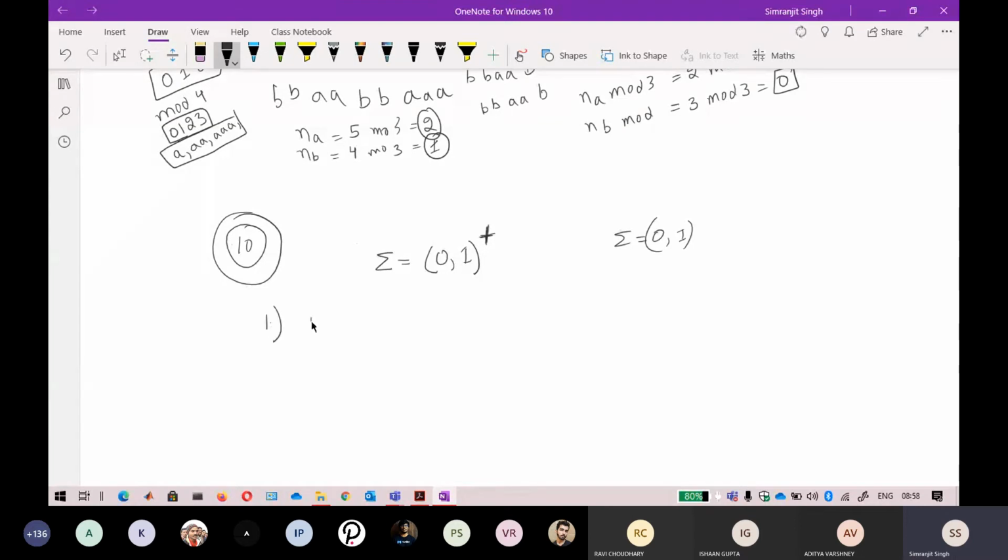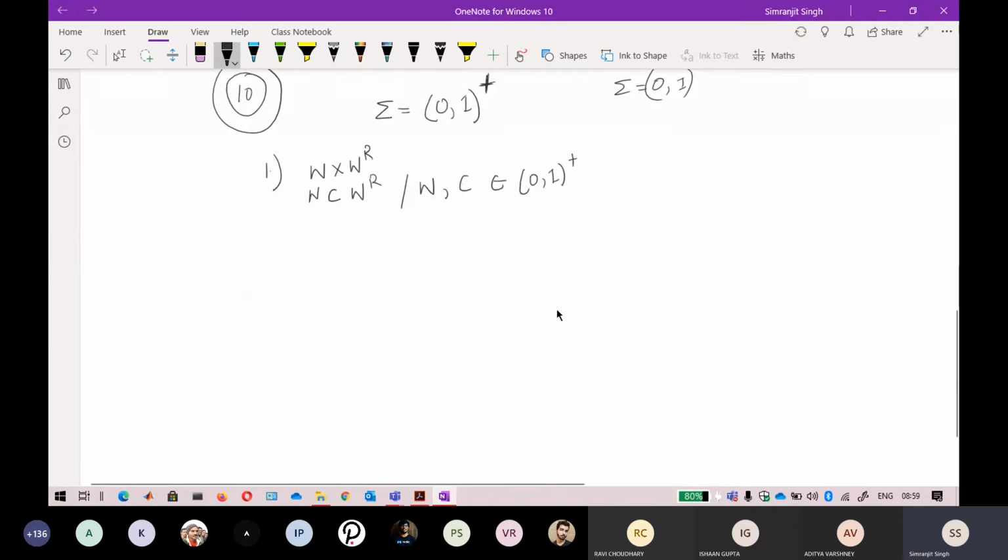Now the language here is a bit of a confusing one. This one will be WX, or W, and many questions also use WC. Many books use W, many books use WX, many books use WC, so it is one and the same thing. This is just a variable, so don't get confused here. I am just saying that C belongs to {0, 1} plus, so the length of the string is at least 1 here.